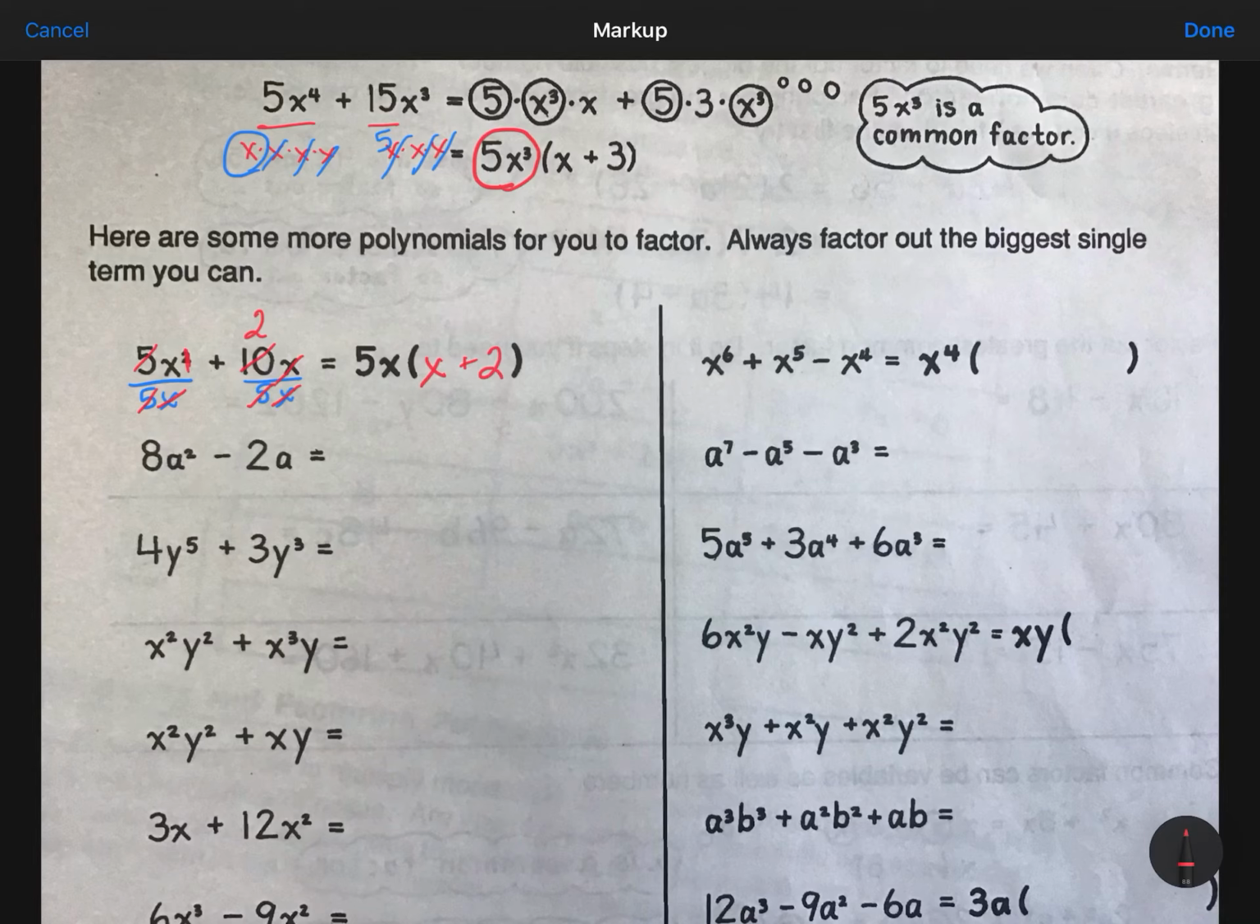Now, again, you may want to do this on a separate sheet of paper, unless you can write small and neat. It's whatever you decide. As long as I can read your answers, I'm fine with it.